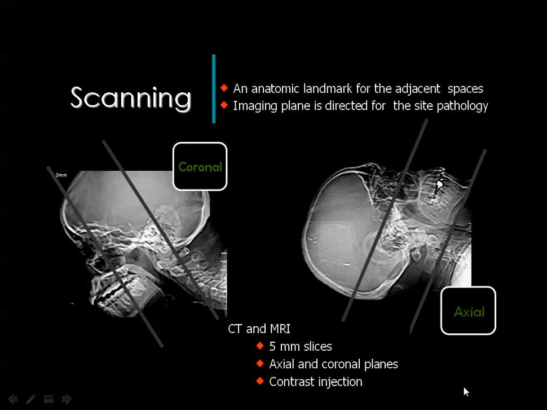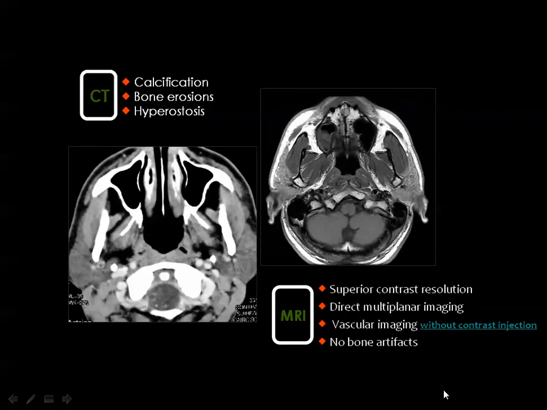The scanning intervals are every 5 mm, and we should have axial and coronal scans, and many times we need to inject intravenous contrast material. What is the value of CT? CT, in my opinion, is good in delineating some of the anatomic details because of the accurate delineation of the bones.